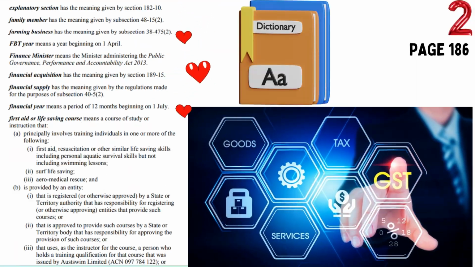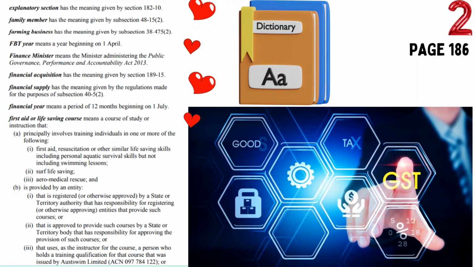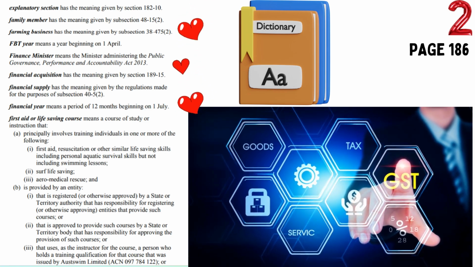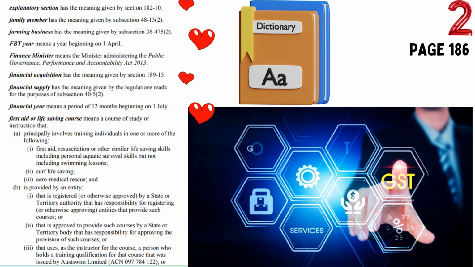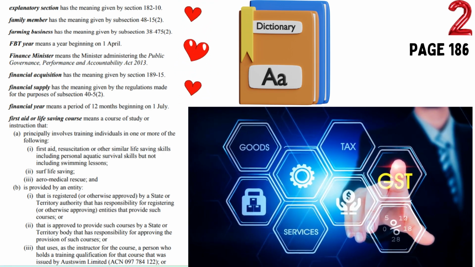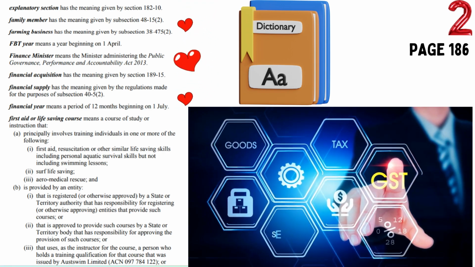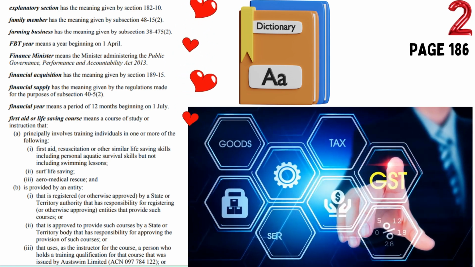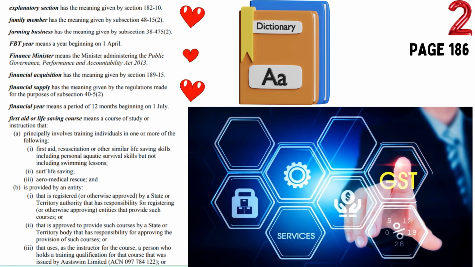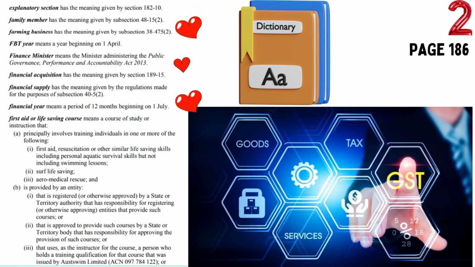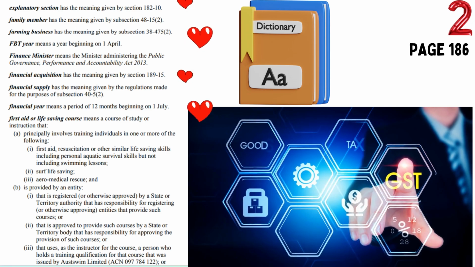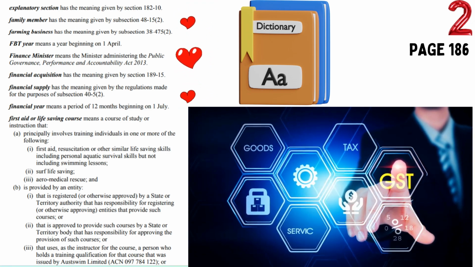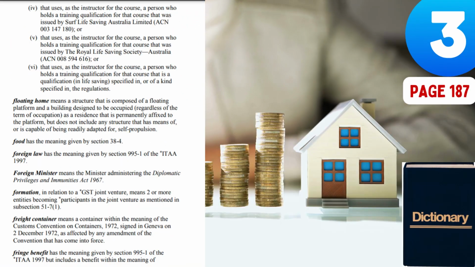Next page. Page 186, word number 11. Explanatory section. 12. Family member. 13. Farming business. 14. FBT year. 15. Finance minister. 16. Financial acquisition. 17. Financial supply. 18. Financial year. 19. First aid or life-saving course.